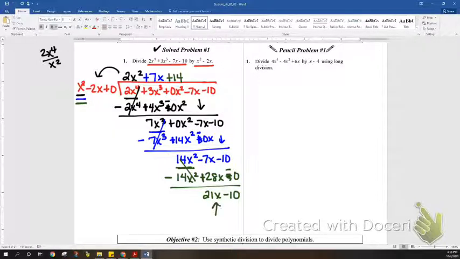Because this x right here has a smaller exponent than the x right there, that means we're done. This is our remainder. So we're going to put plus our remainder, which is the 21x minus 10, over what we divided by. Now, because we did add a 0 in what we divided by, we don't have to put the 0 in it. We were dividing by x squared minus 2x. And so you can just put it like that. And so there is our solution.